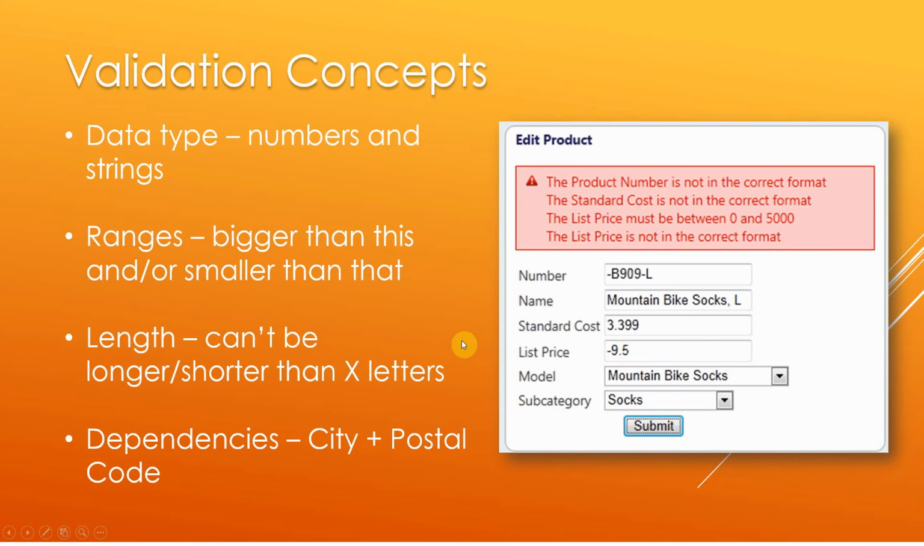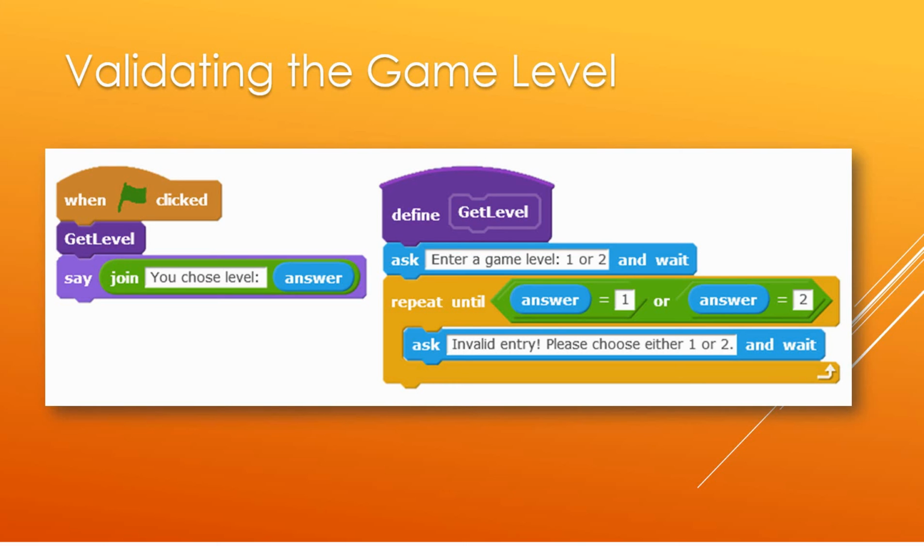Validation is a very important part of computer programming because you can't always trust what users put into your computer program, and if you don't check it, the values they provide can actually cause your program to crash or work in ways that you didn't intend it to. So let's explore this a bit more with an example. Here's an example of how we would validate the level that a user chooses when playing a game.